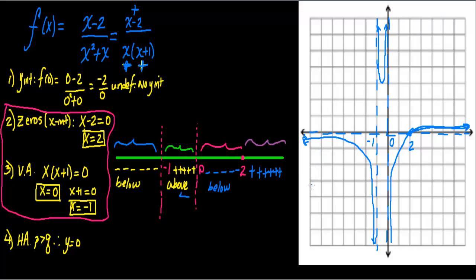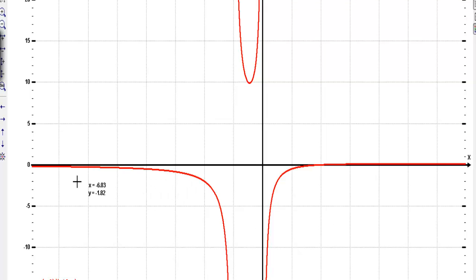Let's go ahead and do this graph in WZ Grapher and see what it looks like. Here's the graph with WZ Grapher. Notice how the horizontal asymptote is the x-axis. And the graph will approach the horizontal asymptote. It will pull away from it and then approach the other vertical asymptote, which was -1.